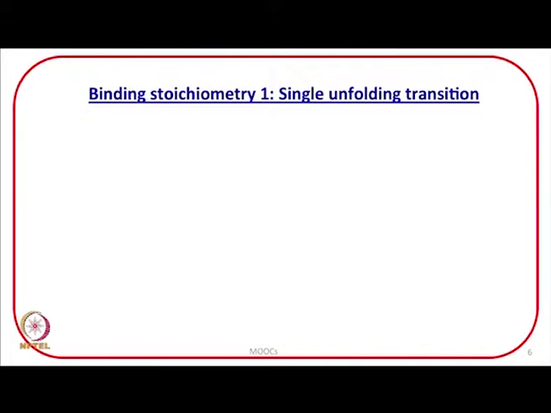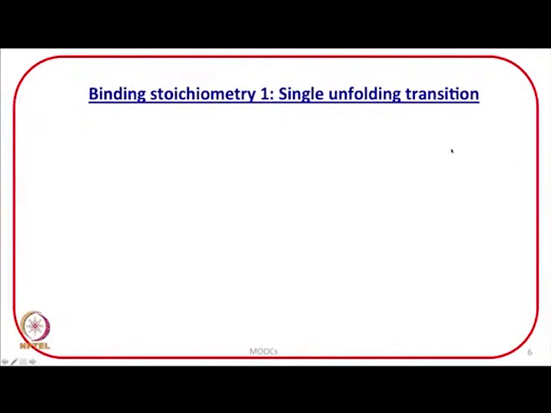We will discuss binding stoichiometry of 1. And if you understand the treatment associated with the binding stoichiometry of 1, then you can also deal with the further complexity, that is when the binding stoichiometry is 2 or 0.5 or any other. And also we will restrict to a single unfolding transition, to begin with an easy discussion.